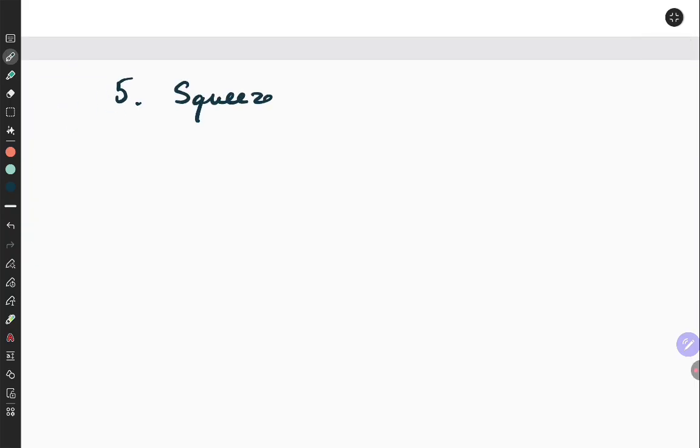It's very short. The squeeze theorem, also known as the sandwich theorem. The informal name of this one is sandwich. Squeeze theorem, sandwich theorem. It involves a trick, but it's very simple to understand.